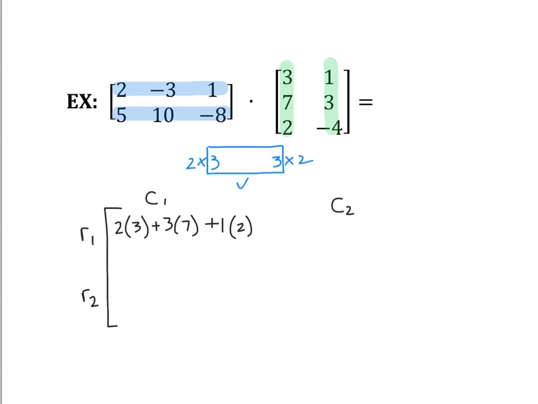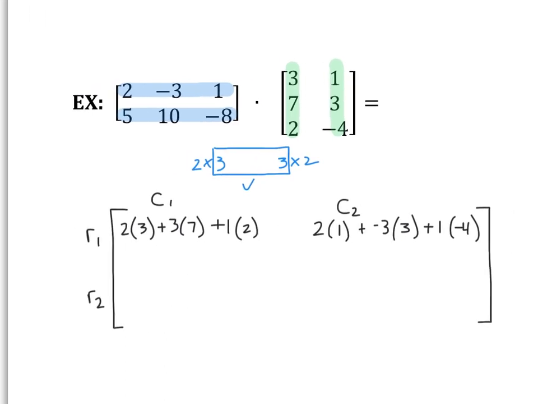Now we're going to do the same thing for row 1 times column 2, okay? So that's going to go in position row 1, column 2 of our new matrix. So again, element 1 times element 1 plus element 2 times element 2 plus element 3 times element 3. So what does that look like? It's going to be 2 times 1 plus negative 3 times 3 plus 1 times negative 4. Okay? And now we've covered this first row has been multiplied by each of the columns.